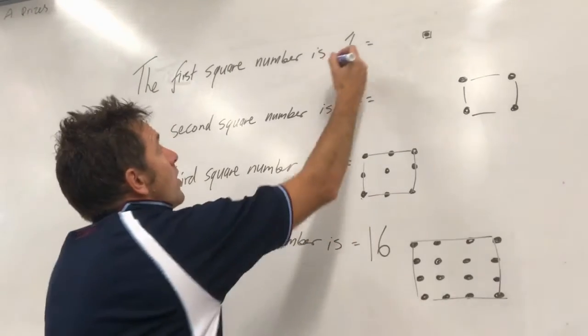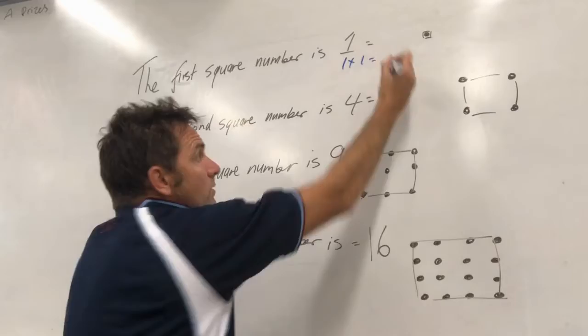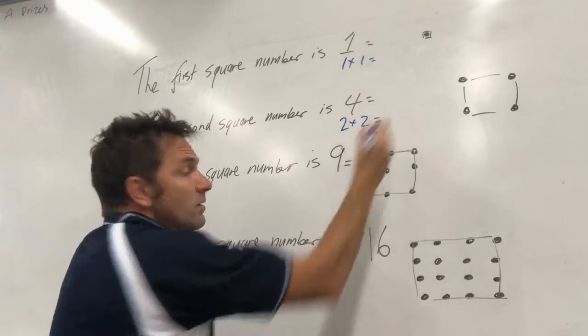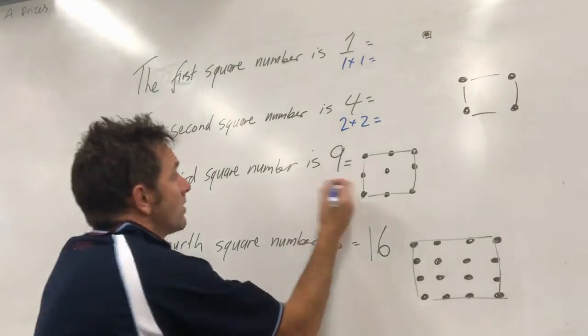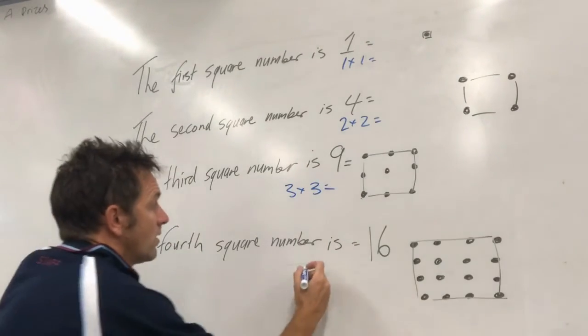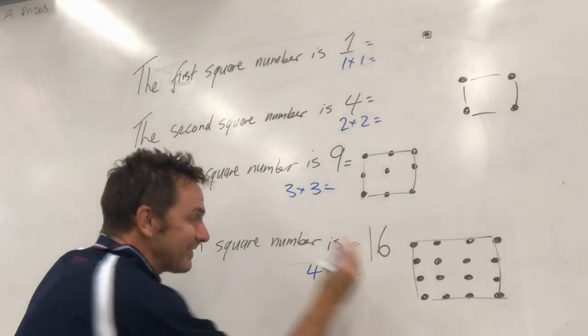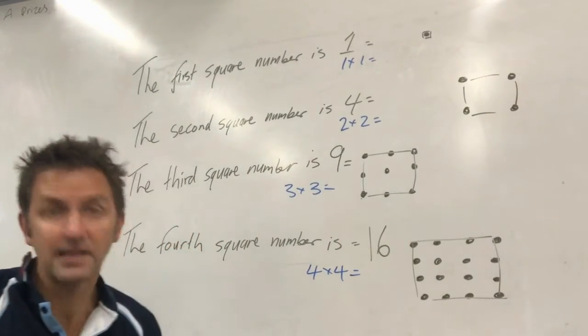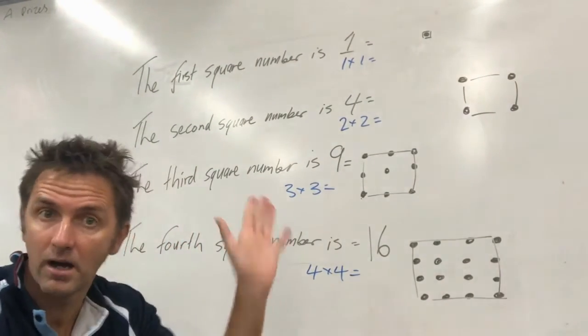1 times 1 equals 1. 2 times 2 equals 4. 3 times 3 equals 9. 4 times 4 equals 16. Do you see how it all fits together? Let's do the next square number.